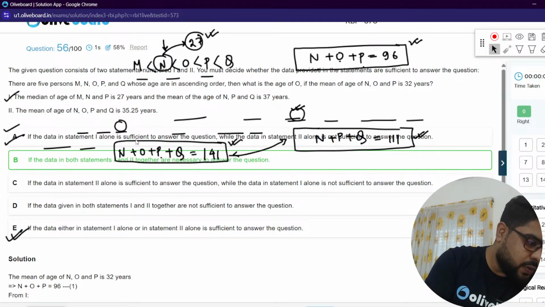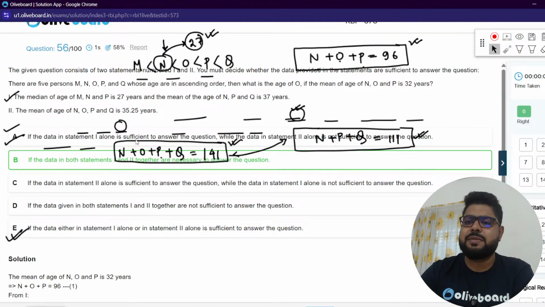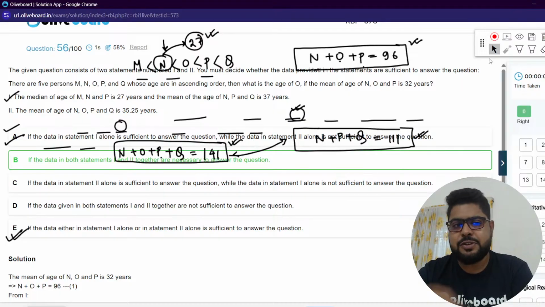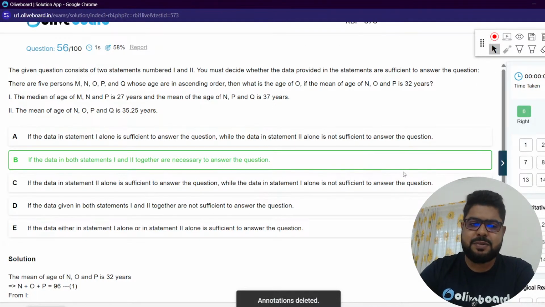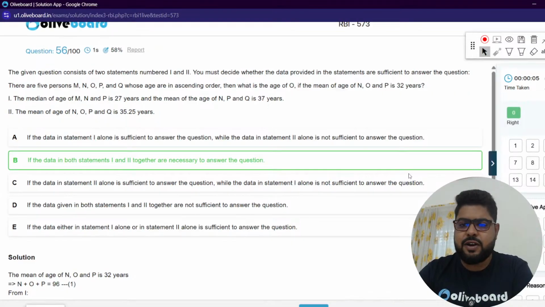Good morning. Yes, definitely. Good morning, brothers. Okay, so this is the correct answer. Definitely. Next one. Moving on.